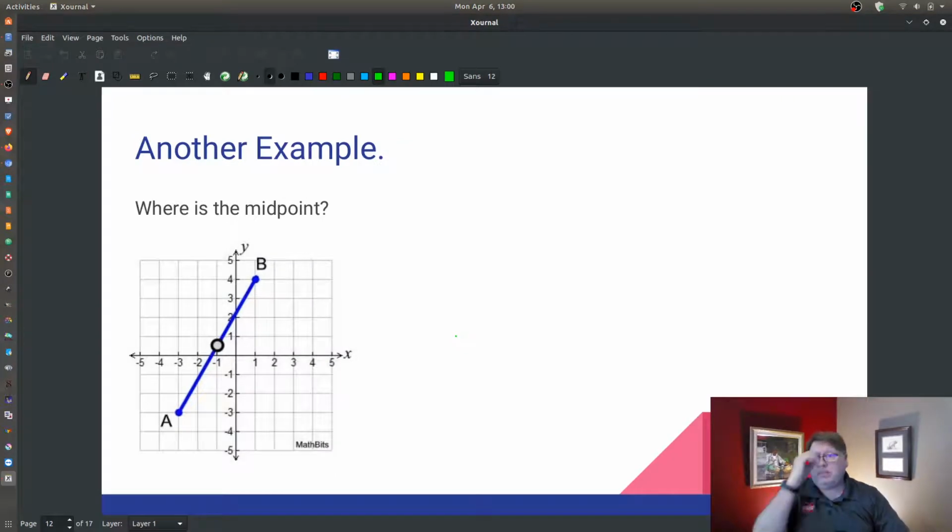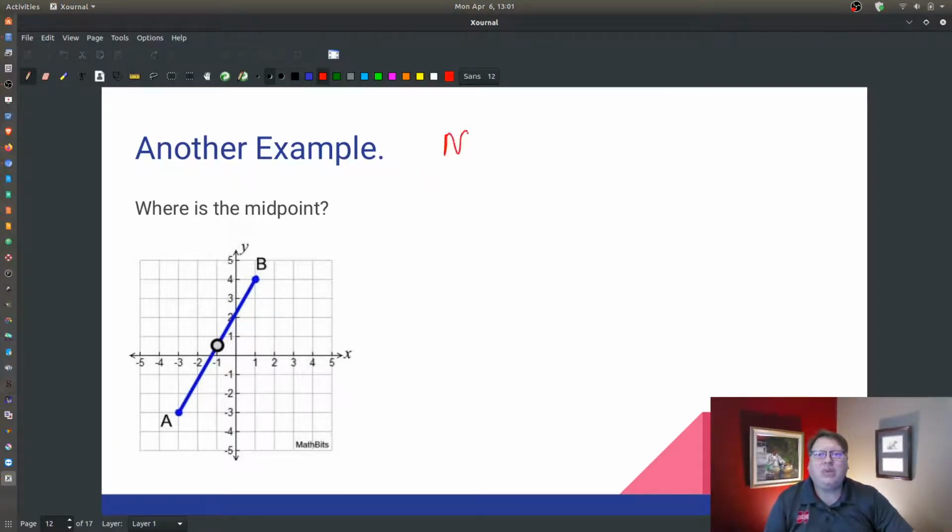Here's another example. They want to know where's the midpoint, and again, this is what I was just saying. This midpoint does not show up at the intersection of grid lines, so it's not a very pretty midpoint, but again, can we still do it? Well, sure. It's not a problem.